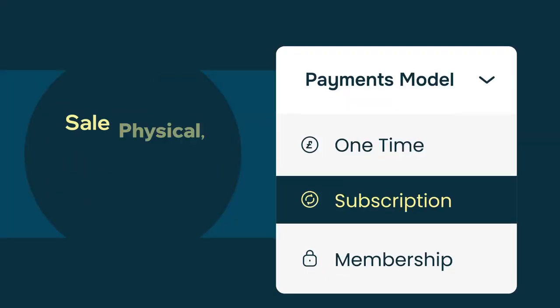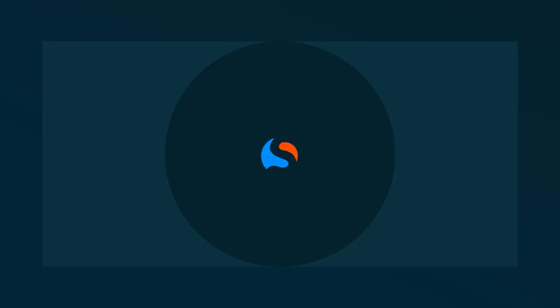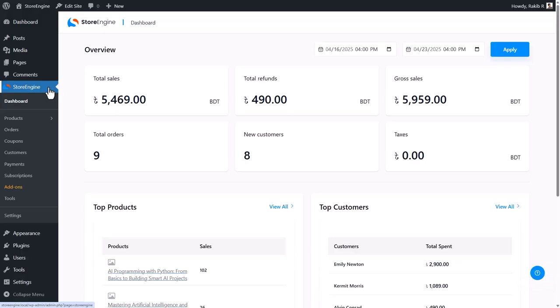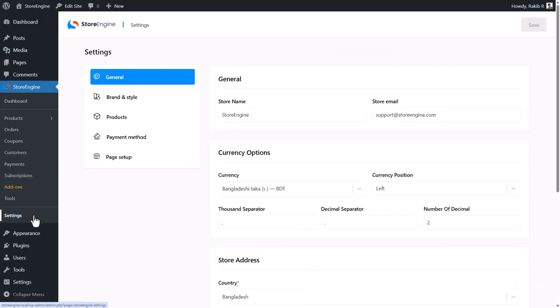In an e-commerce store, the most important settings are currency, payment, and tax. In this video, we'll learn how to configure all of these in StoreEngine. Let's start from the StoreEngine dashboard. First, go to Settings, then click on General, and we'll begin with the currency settings.